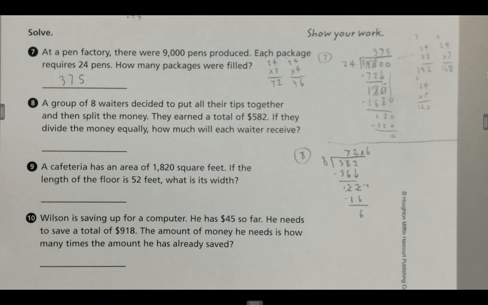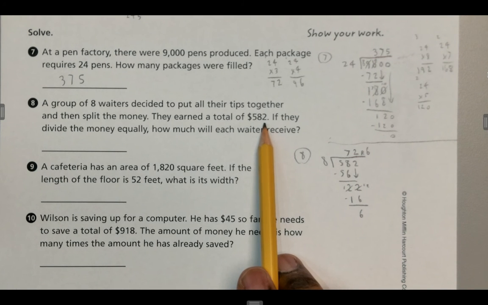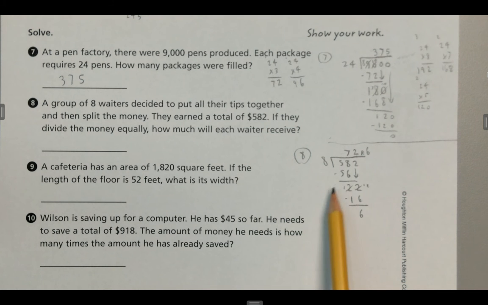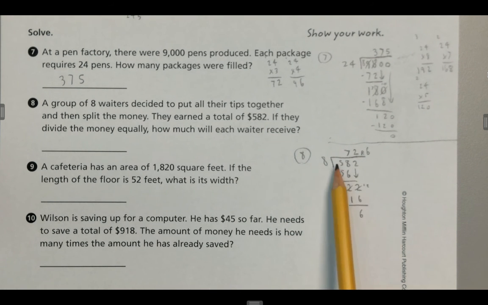It's a money problem. So these 8 waiters are dividing up this $582 and trying to share it equally. Each of them is going to get $72, but then you've got this extra $6. How do we split $6 8 ways?